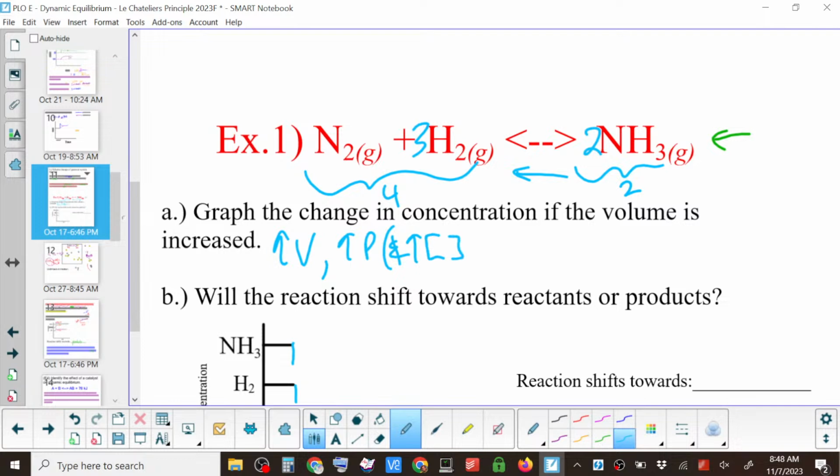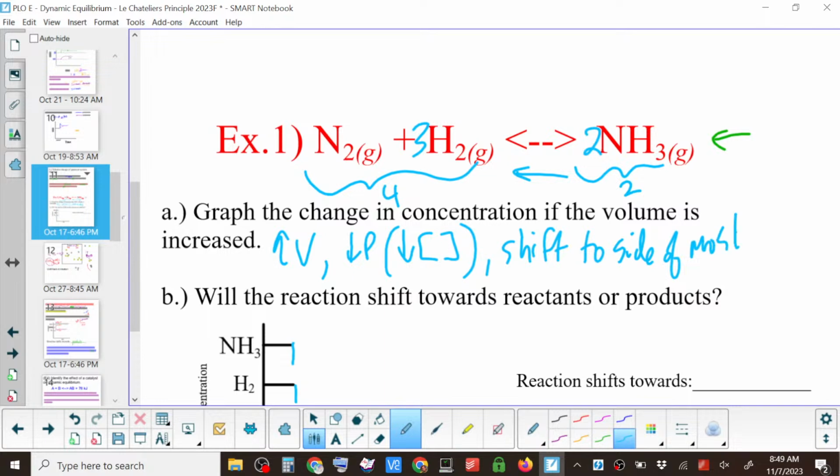I'm writing a lot of symbols, so you should ask me if you don't know what they mean. So increased volume is also an increase in... I wrote that wrong, what mistake did I make? Decreases. Yeah. I got carried away with the sound of my own voice. Increasing of volume is a decrease in pressure, which is also a decrease in the concentration. And then it will shift to the side of most molecules. So to the side that has more entropy.